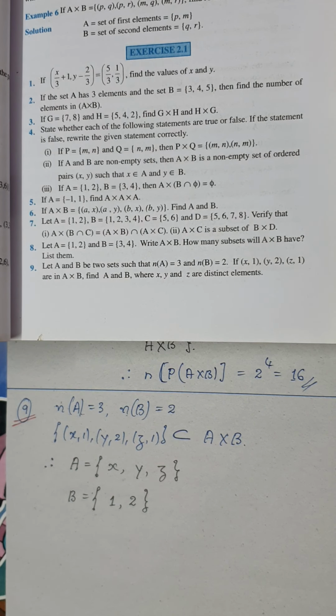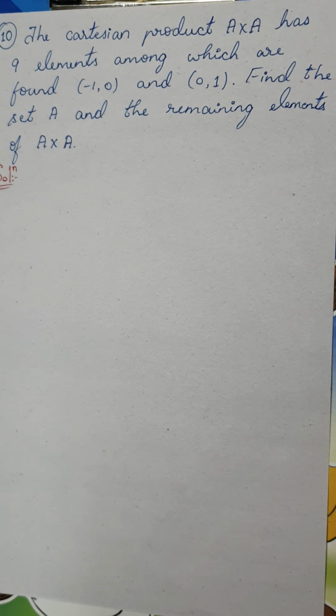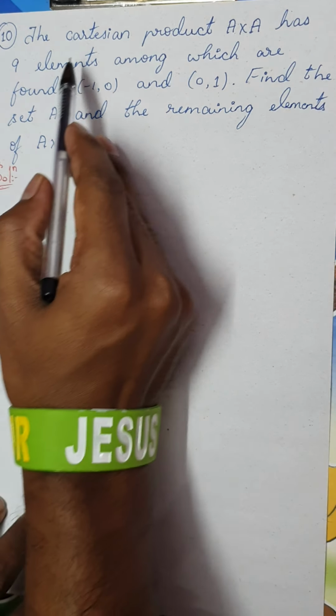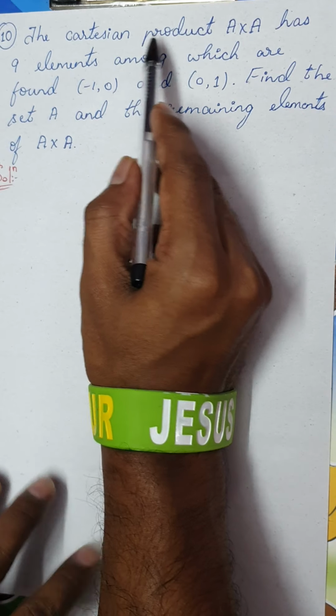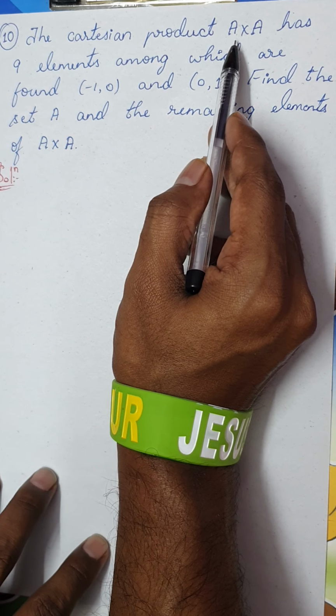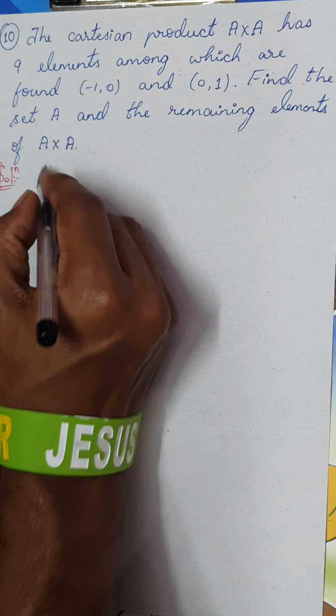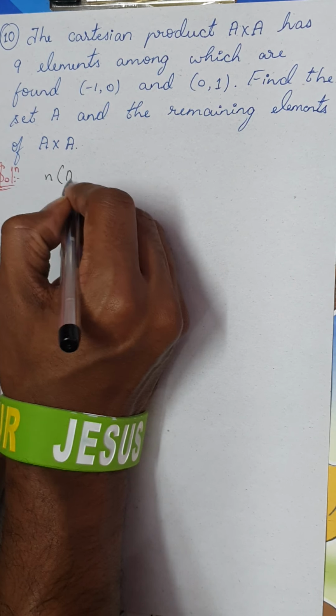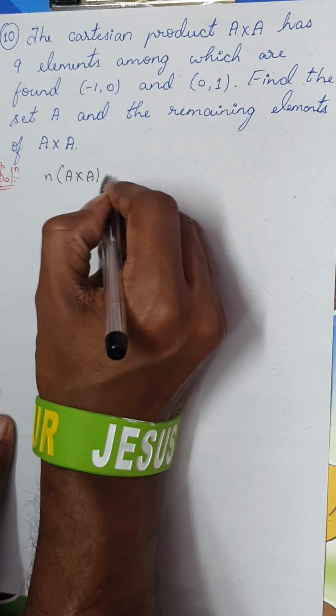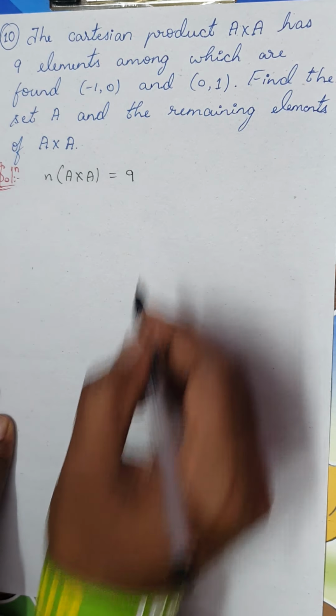Okay, very simple question. If it is asked, it would be a 2-mark question. Okay, so let's go on to the last question in the exercise, question number 10. So here comes your question number 10. The Cartesian product A cross A, that means the Cartesian product of set A with itself, has 9 elements, it seems. That means the number of elements in A cross A is equal to 9.